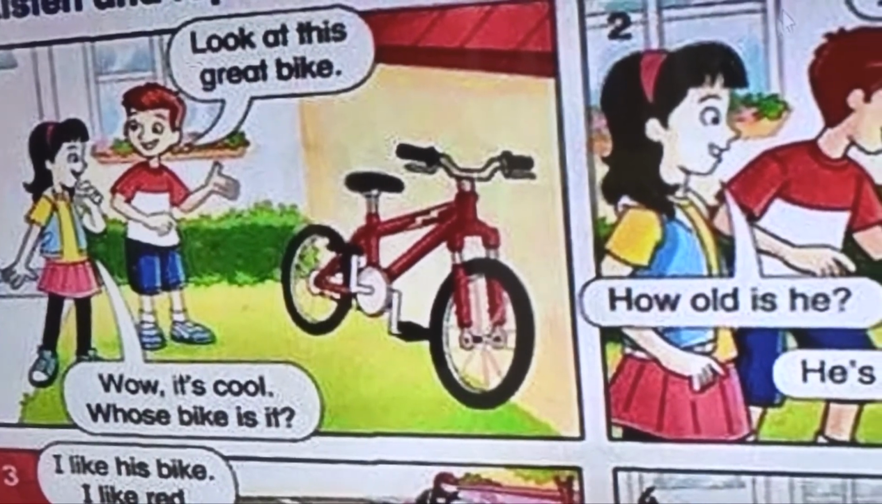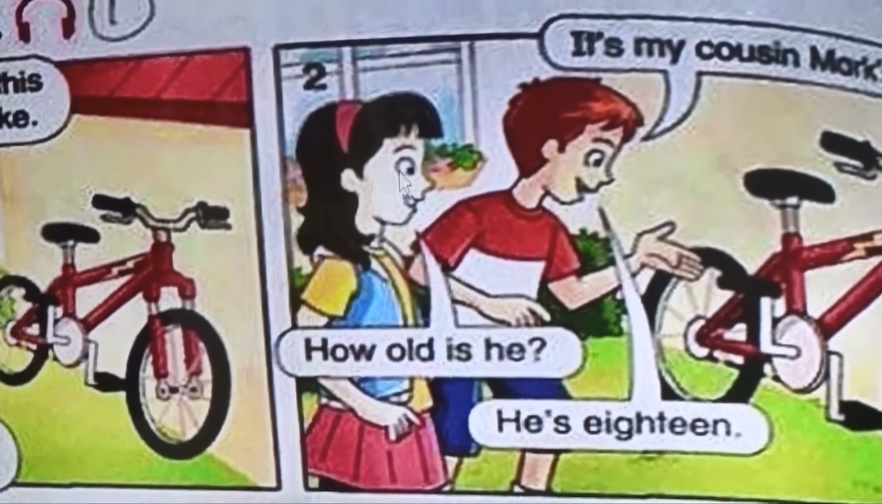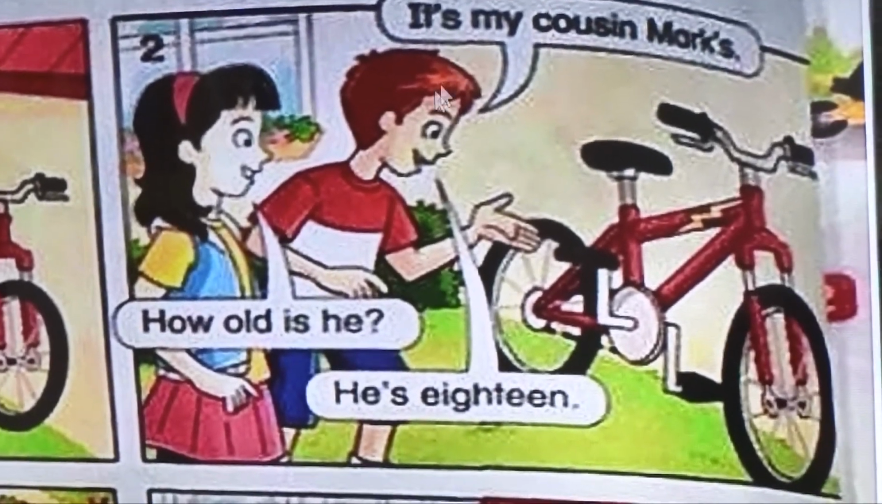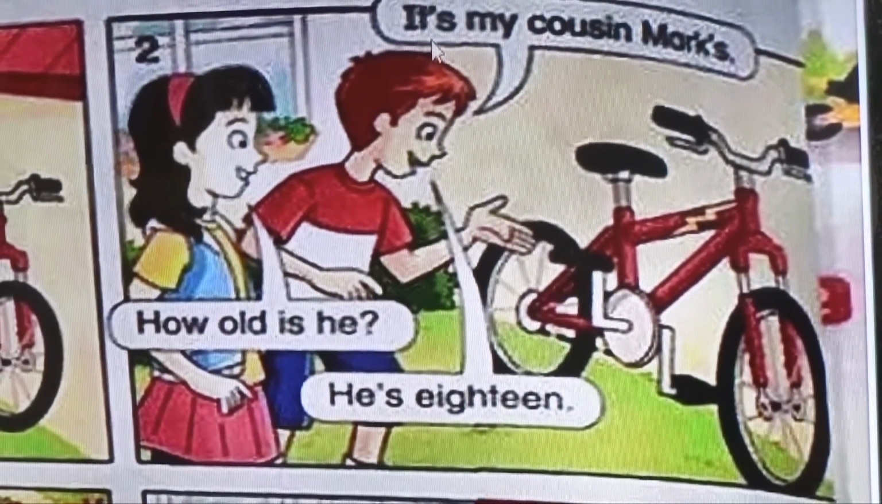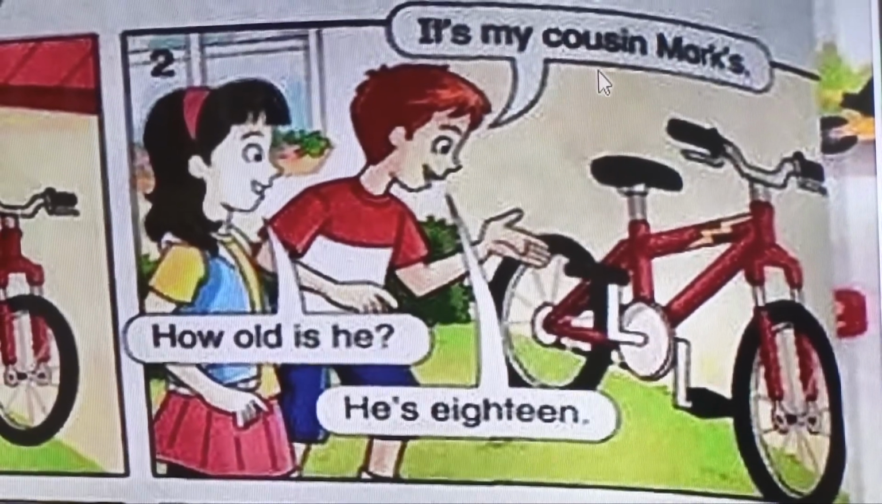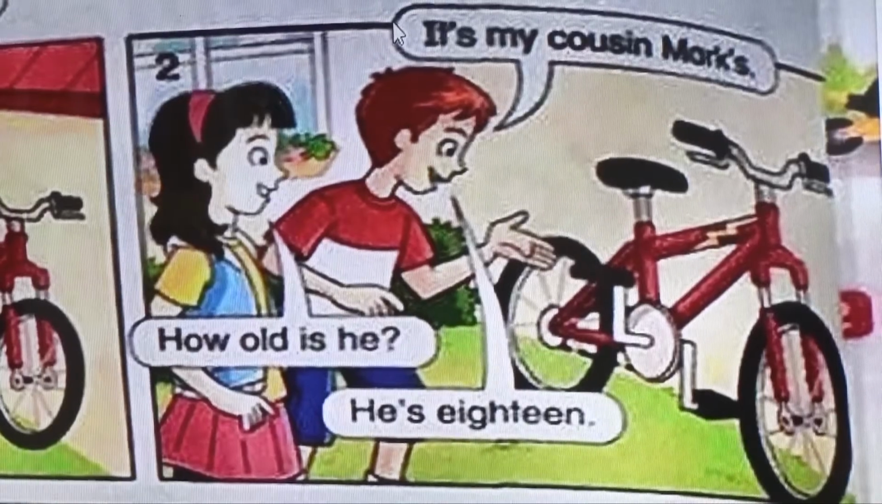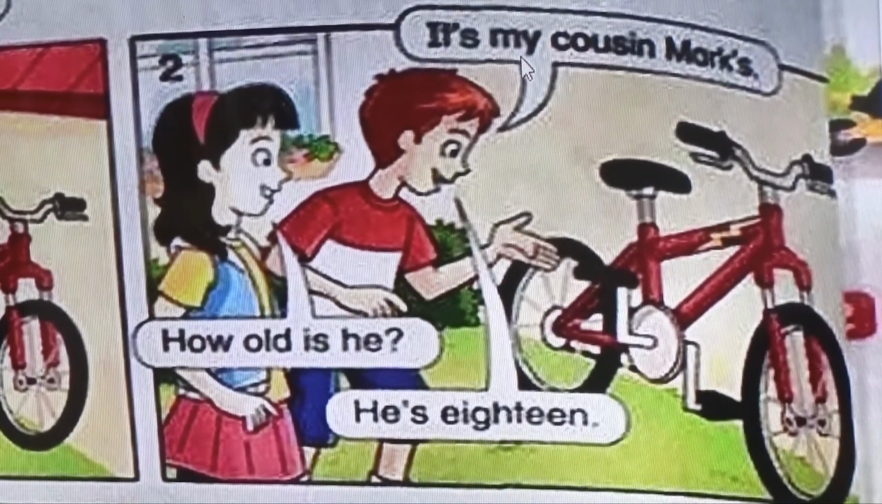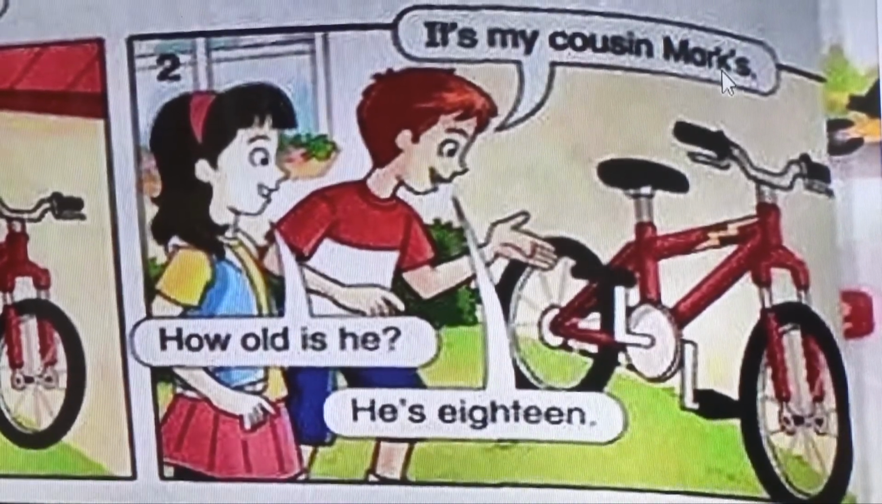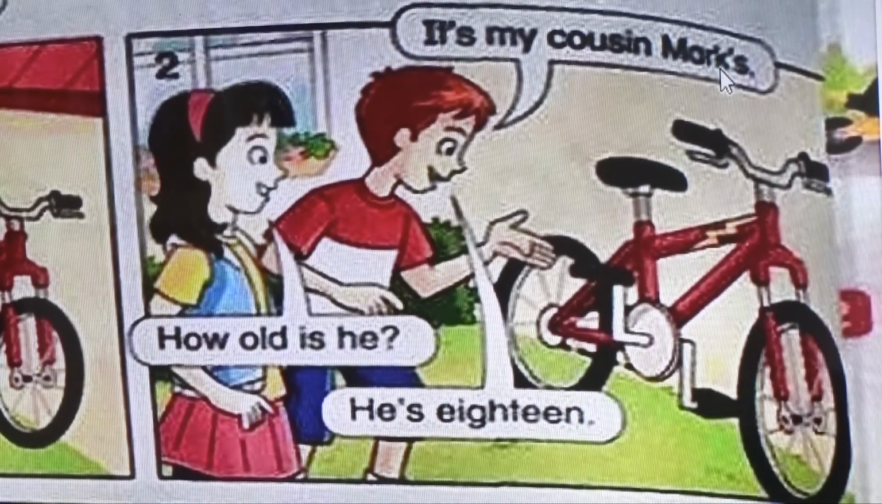Picture 2. So Emily asks, whose bike is it, right? Now, Matt will answer. He will say, it's my cousin Mark's. Alright, let's read together. 1, 2, 3. It's my cousin Mark's. Alright, so whose bike is it? It's Matt's cousin's, right? Cousin Mark's.